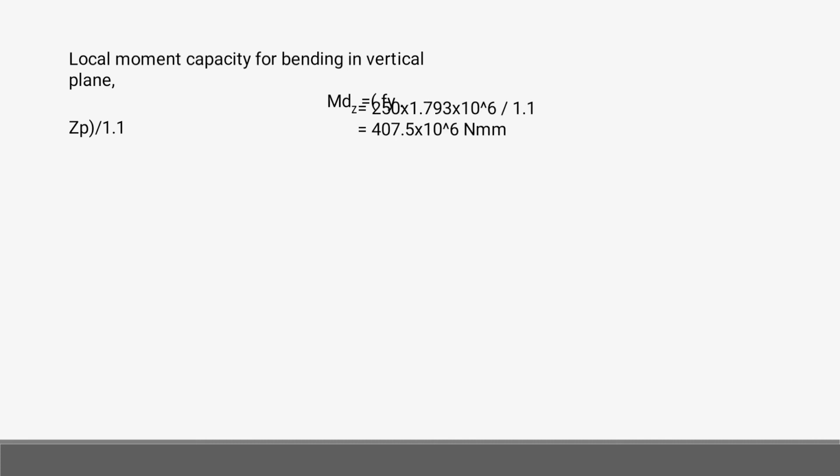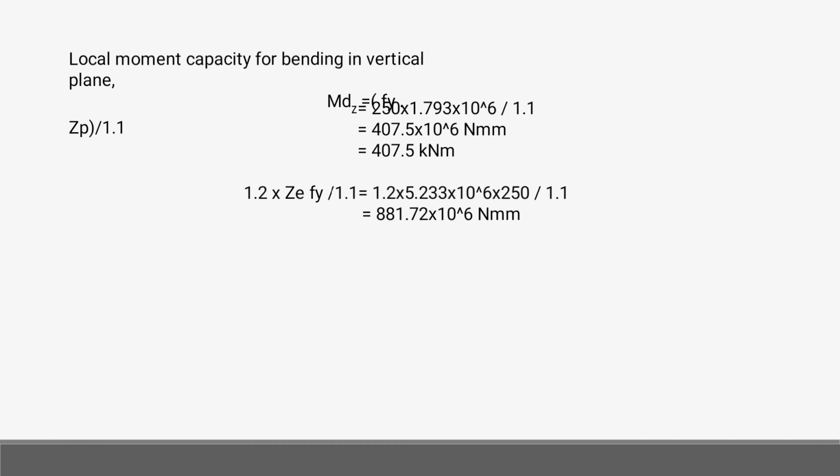So 250 by 407.5 kilonewton meter. So apply all the values. You can find out the ZTFY by 881.721 kilonewton meter. This is our bending moment. So take the lesser value of the two, MDZ and MDY. The lesser value is 407, so we can take that value.